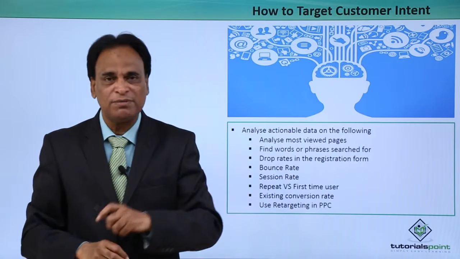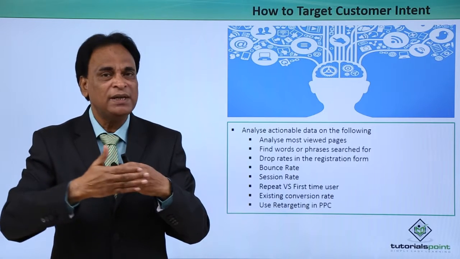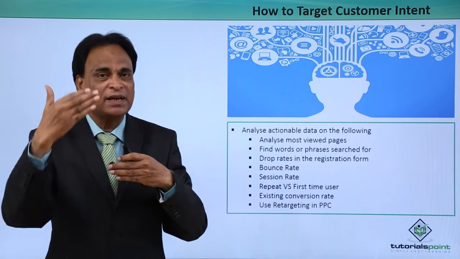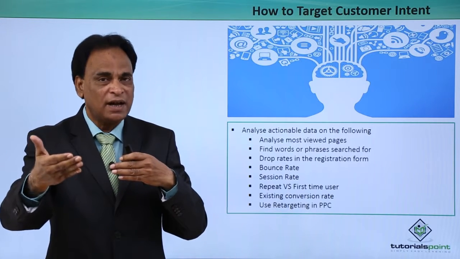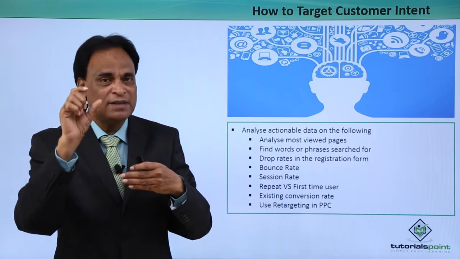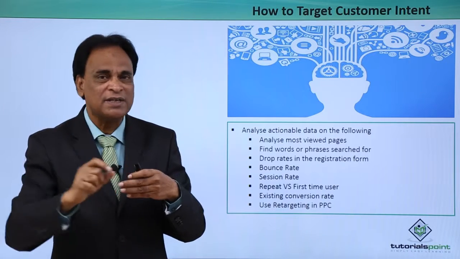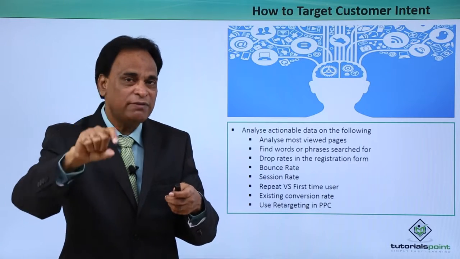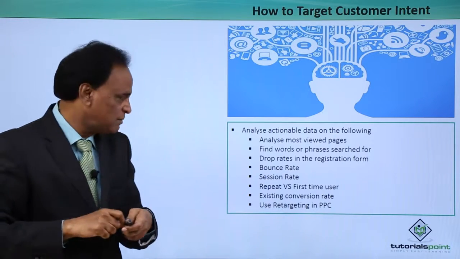And repeat and first time users. The repeat users who are coming have a certain intent. If they came to a particular page the last time and they have come a second time and viewed the same page, it means the user is looking for similar products. This is one way you can target the customer intent.